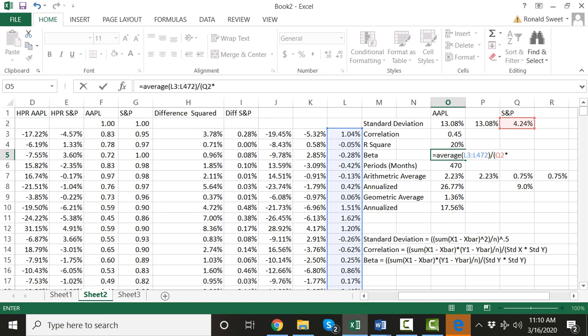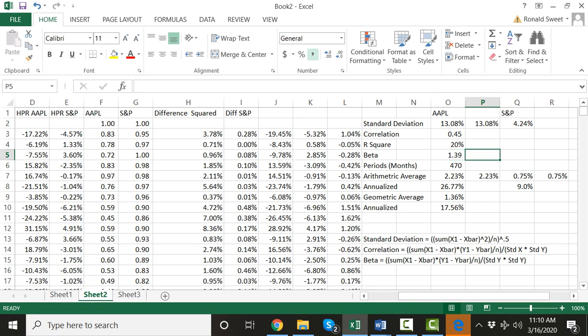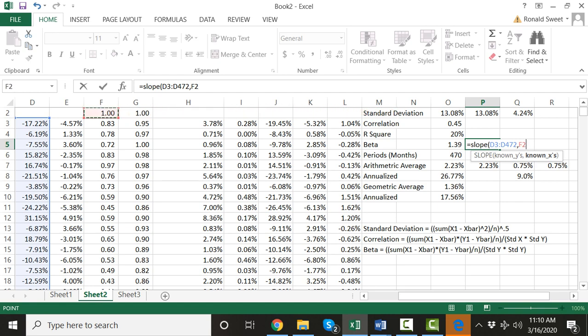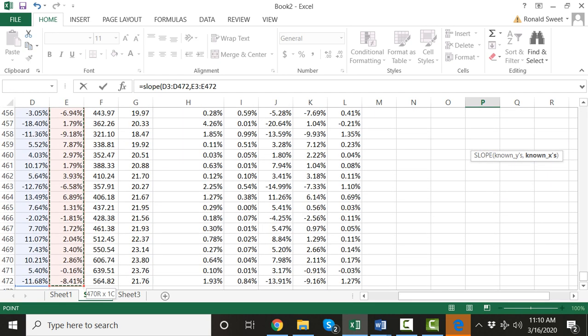Beta, that looks about right, 1.39. We'll talk about that in more detail. Now we're going to check it. The function for beta in Excel is equals slope, and you make sure you do the return of the stock first, comma, and then the monthly returns of the market, the S&P 500. Let's see if we get the same answer. Looks like we did.